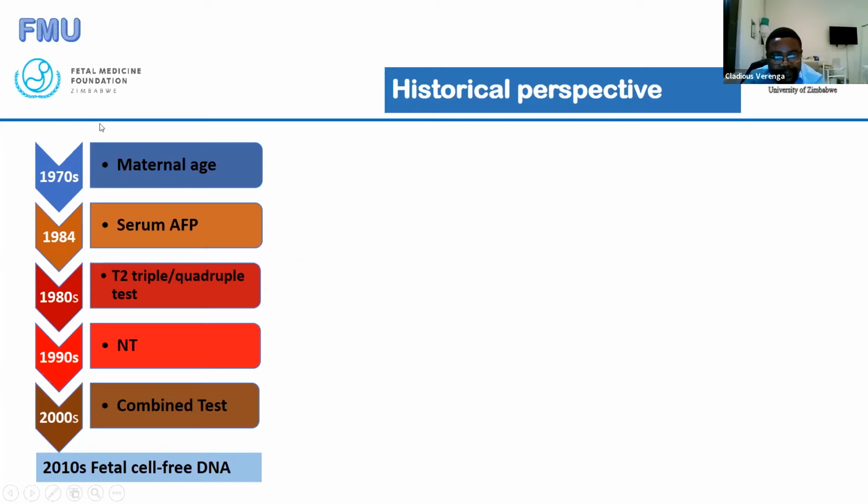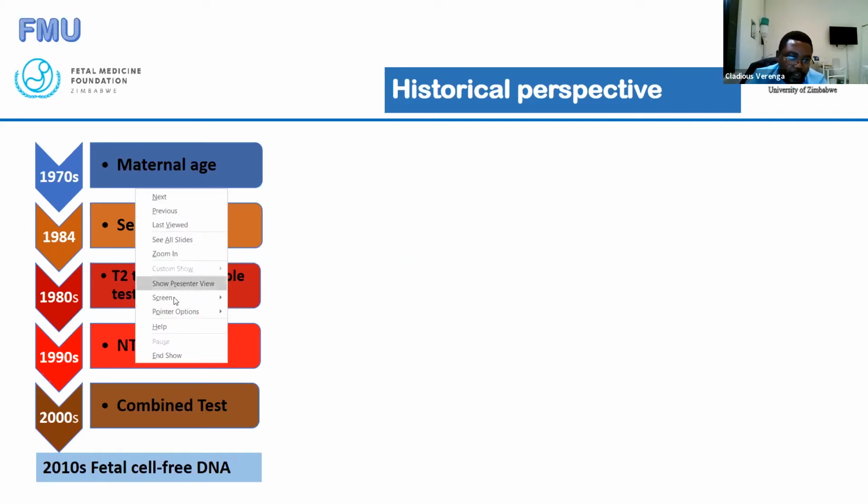Then in the 1970s, they introduced maternal age as a screening tool, saying that women above 35 years should all be offered a diagnostic test. A diagnostic test means putting a needle inside someone's belly and taking the fluid which surrounds the baby, or taking placenta tissue, which is chorionic villus sampling, and sending it to the laboratory to see whether Down syndrome is there or not. So this was maternal age in the 1970s.